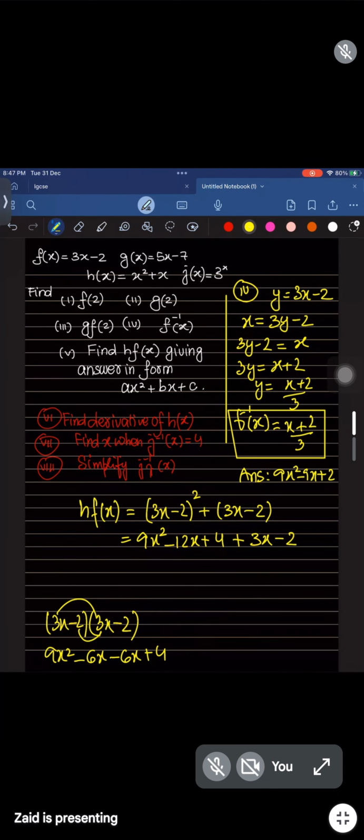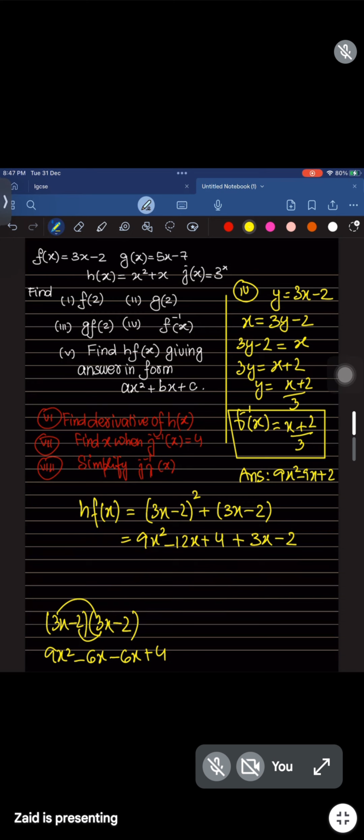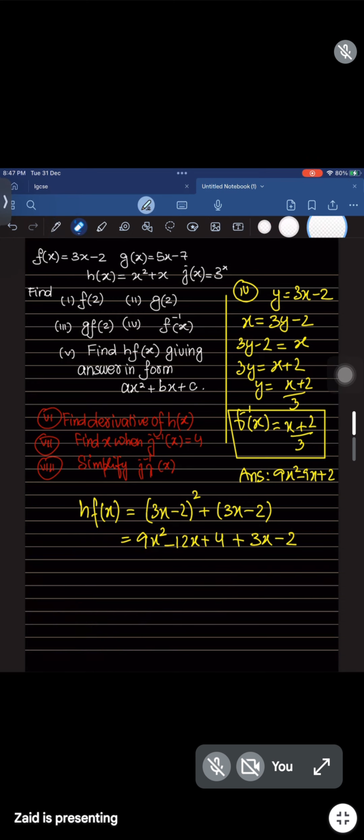Usually this formula is taught in grade 8. No worries, you can do it like this. And if it is a cube, you can multiply it thrice. So now we have to simplify it. So that's going to be 9x squared minus 9x plus 2.